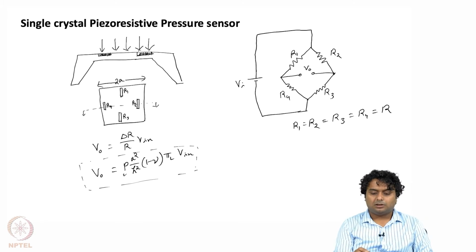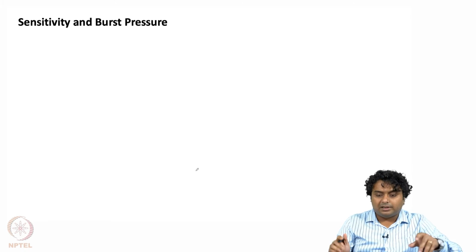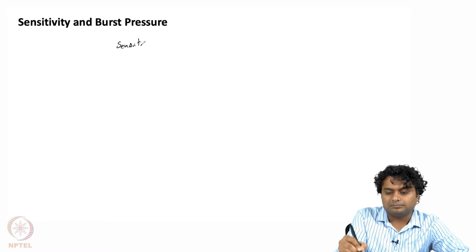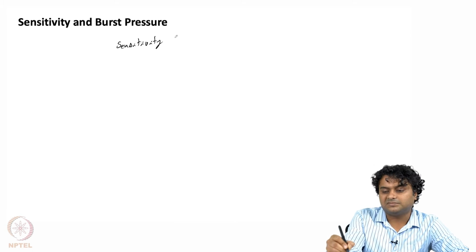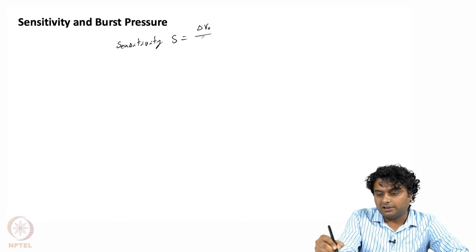Now, in this expression we are actually applying this V in and then measuring the V naught, right, and using V naught we know how much is the pressure, we can back calculate the pressure. Now, if the pressure changes, then also V naught changes, and if the V in changes, then also V naught changes, right. So, the sensitivity is defined as S is equals to delta V naught by delta P.